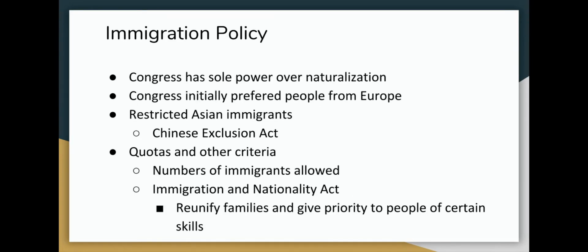Immigration. Congress has sole power over naturalization. They initially preferred people from Europe. They also, in our history, have restricted Asian immigrants with the Chinese Exclusion Act. One tool they use is a quota, where they allow only a certain number of immigrants in. The Immigration and Nationality Act was created to help reunify families and give priority to people with certain skills.